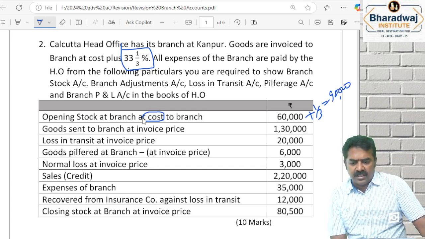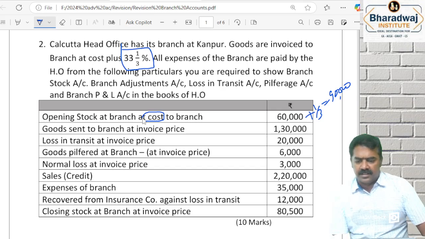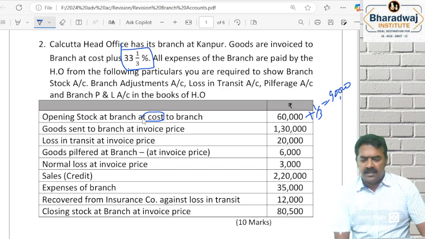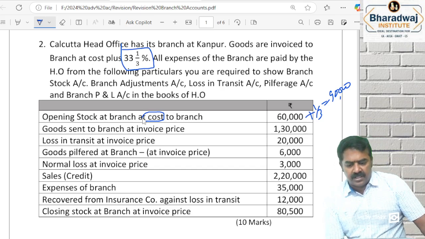Goods lost in transit at invoice price is given. This we will not record under the debtors system. Goods pilfered at invoice price is given. Normal loss at invoice price is given. Credit sales is given. Expense at the branch is given. Amount recovered from the insurance company against loss in transit is given. Closing stock at invoice price is given.